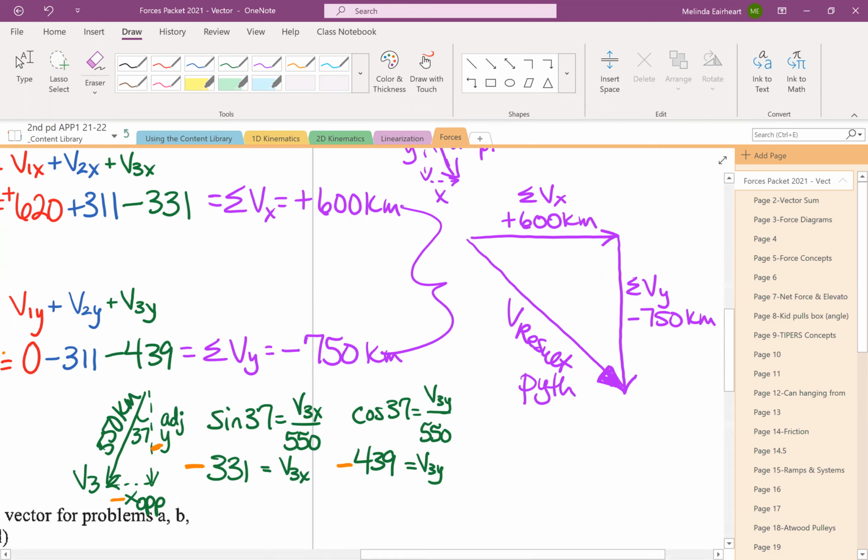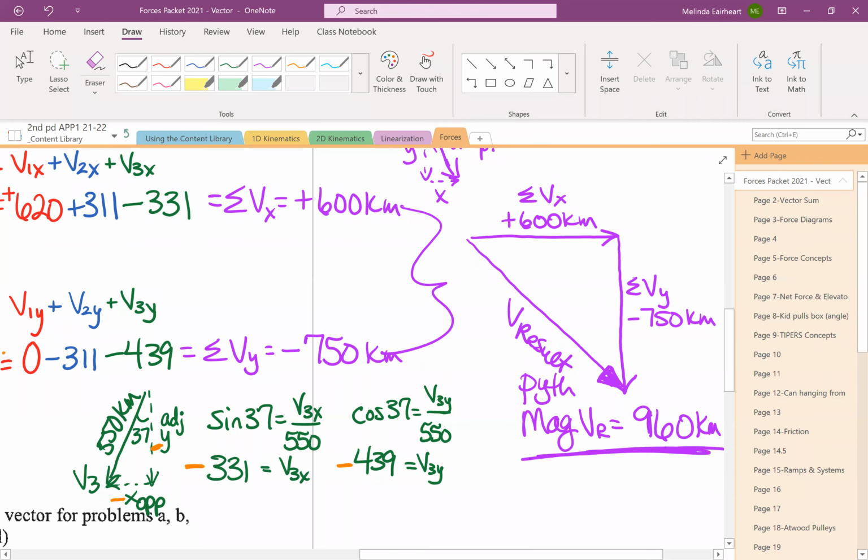Pythagorean theorem. So do your squares. Notice negative 750 squared is going to square away. It's going to turn positive. Save a keystroke. Don't even put it in, because if you don't put it in parentheses, the calculator misinterprets. It'll subtract. We don't want that. And then square root that final answer. I get the magnitude of VR to be 960 kilometers.